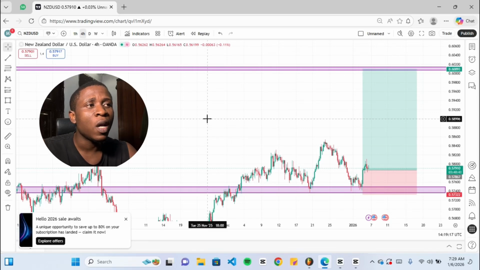So in today's video, I'll be breaking down this trade I just entered that I'm expecting about 1:5 on. It's NZD USD. I think you all know what NZD USD is, New Zealand dollar, US dollar.